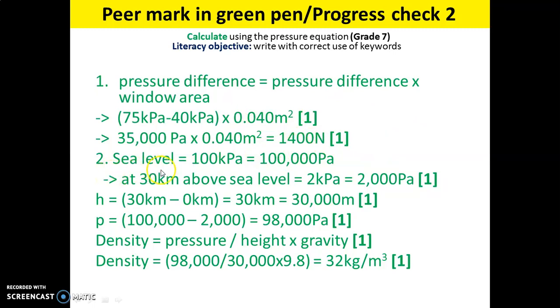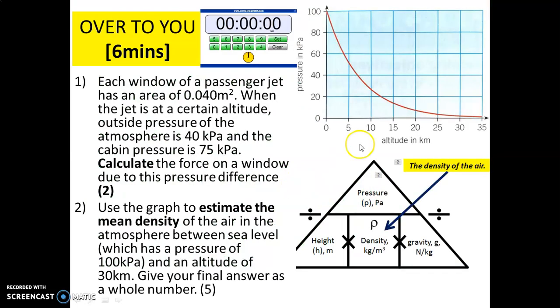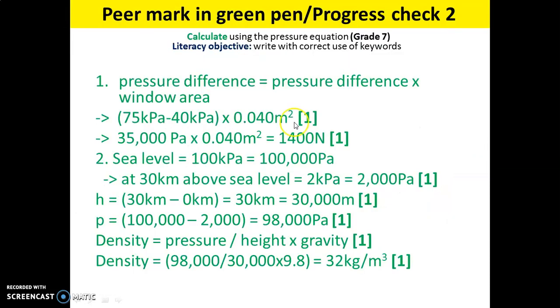Question 2. Sea level we know is 100 kilopascals, which is also known in this case as 100,000 pascals. Now at 30 kilometers above sea level, if you look at the graph, I made the rough estimation that, roughly speaking, is 2. I'm going to say roughly 2 kilopascals. So based on that assumption, that would be equal to 2,000 pascals.